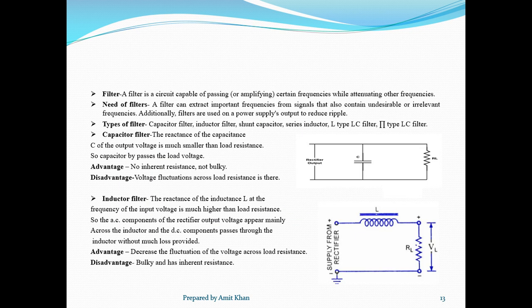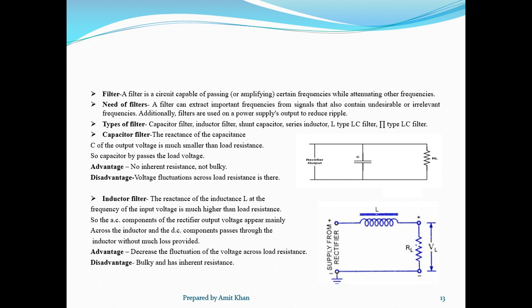Next comes filter. What is a filter? A filter is a circuit that is capable of passing or amplifying certain frequencies while attenuating other frequencies. So what is the need of a filter? A filter can extract important frequencies from signals that also contain undesirable or irrelevant frequencies. Also, filters are used on power supply outputs to reduce ripple.